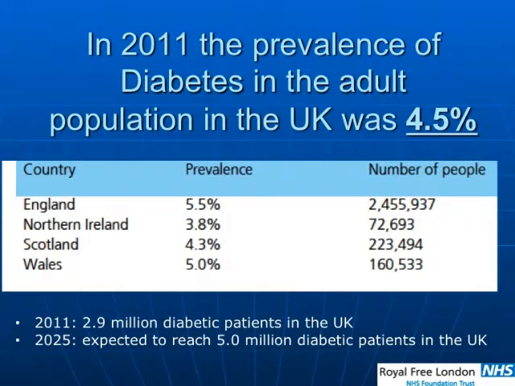Diabetes can affect lots of different parts in your body: the eyes, your heart, the kidneys, and your nerves. So in 2011, that's the only picture with statistics, so don't worry, the prevalence of diabetes in the adult population in the UK was 4.5%. In England, it was 5.5%.